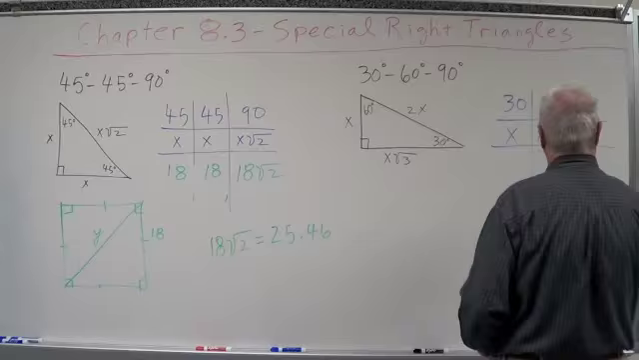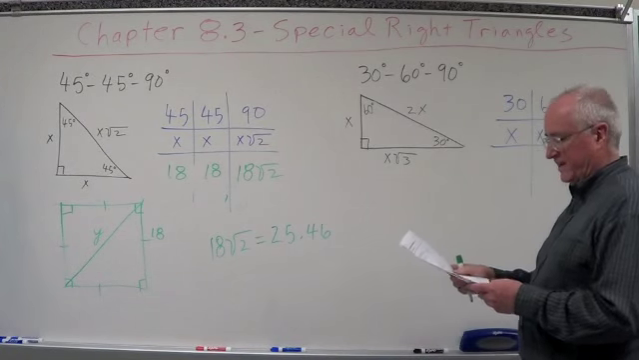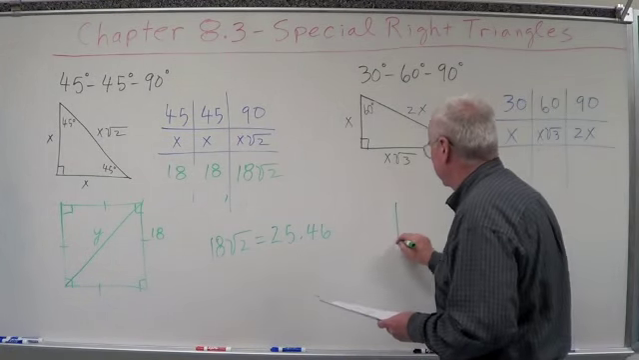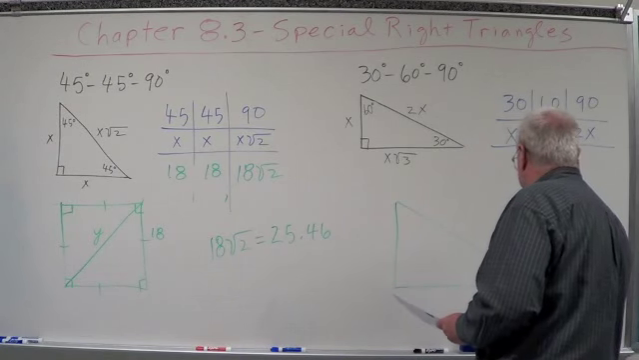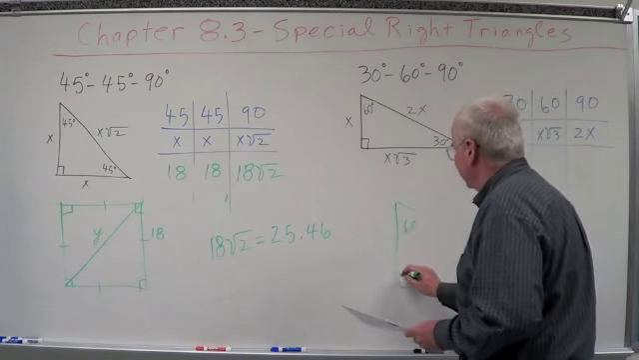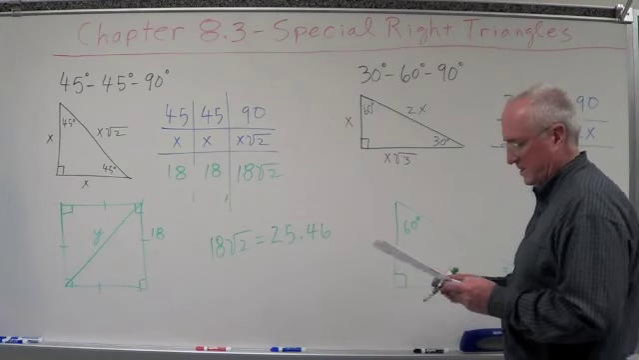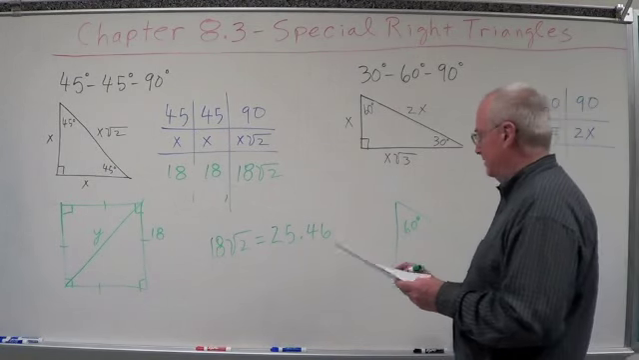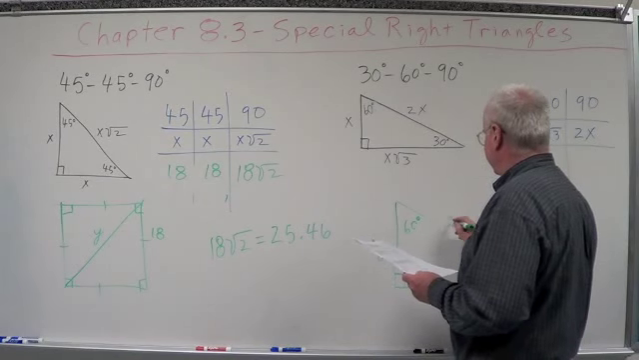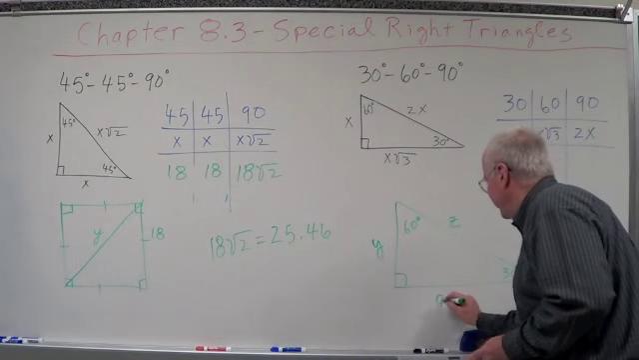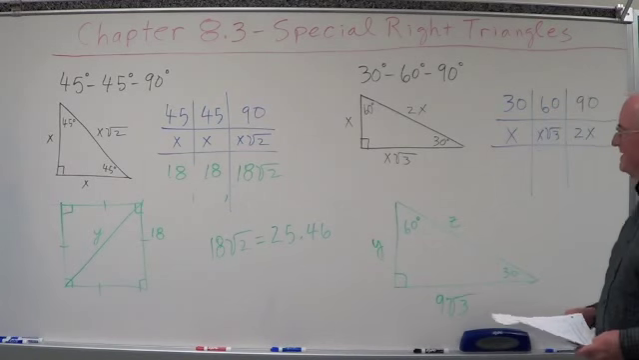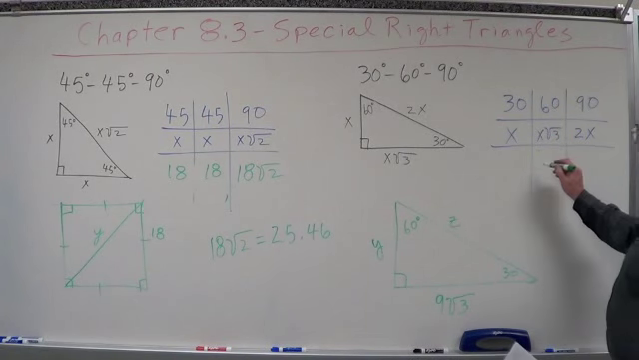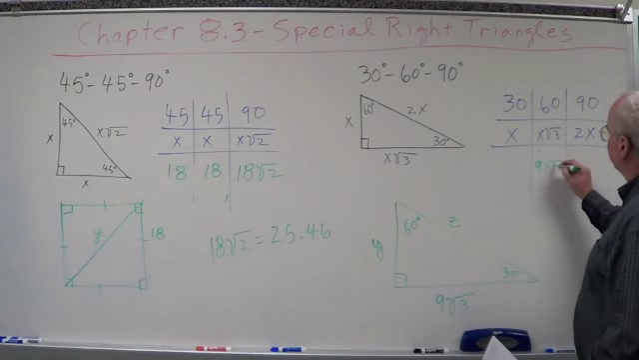Got 3 or 4 of these. Next one is, oh, these get complicated. I don't know why the samples get complicated. This is 30. This is 60. Oops, there's my 90. Now, we're going to call this Y, Z, and this is 9 times the square root of 3. That's across from my 60-degree angle. So I'm going to put 9 times the square root of 3 right there.